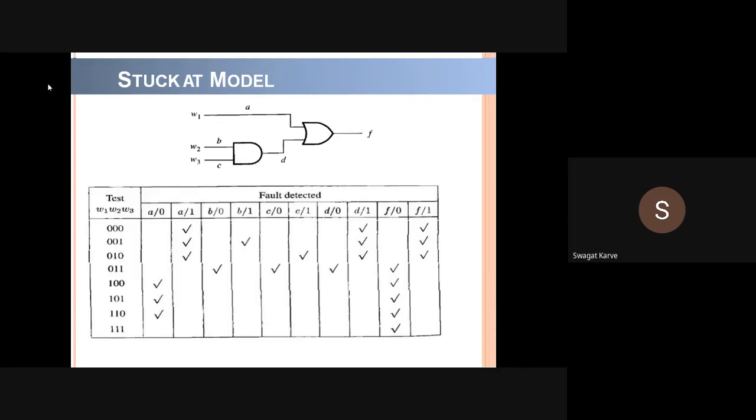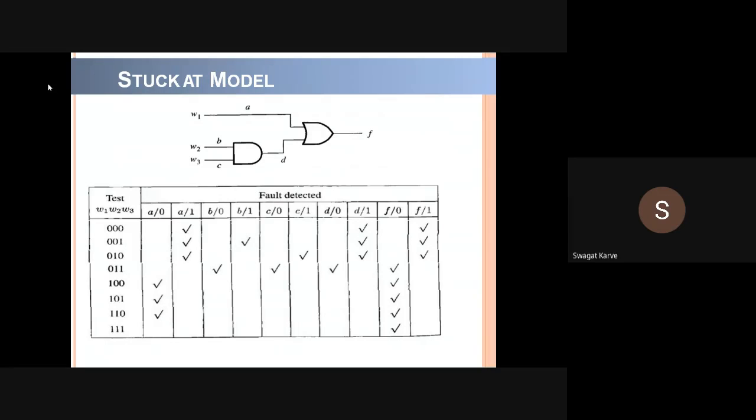And A, B, C, D, and F, these are the fault models or fault wires. These are the interconnected wires in that circuitry. That means the fault can occur in any of the wires. Now how to test that?